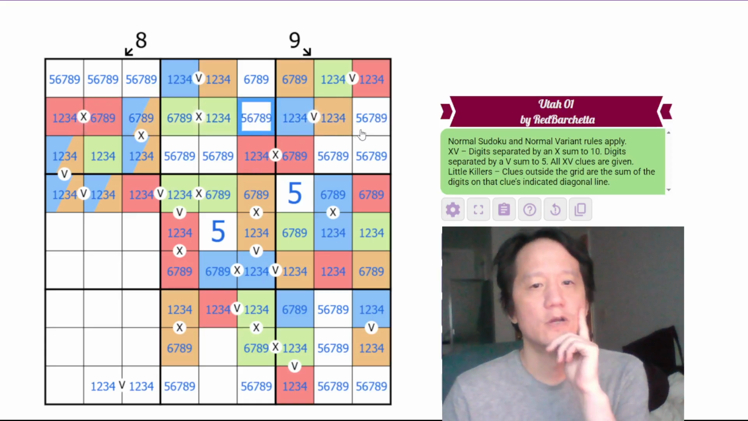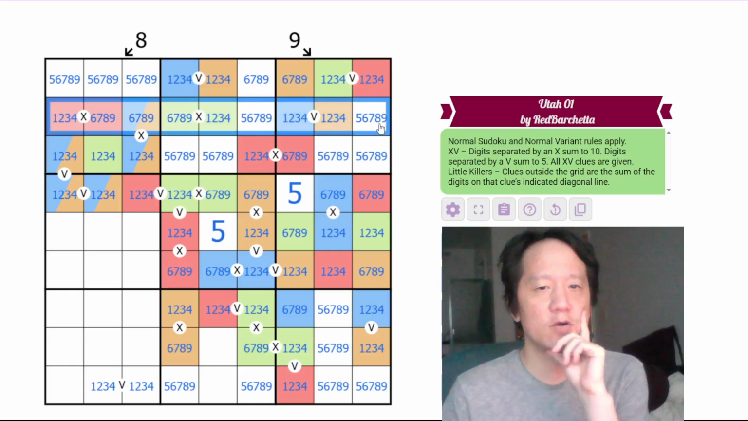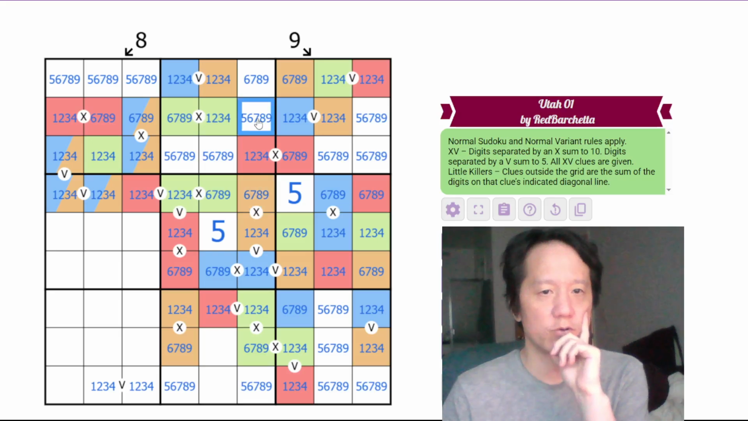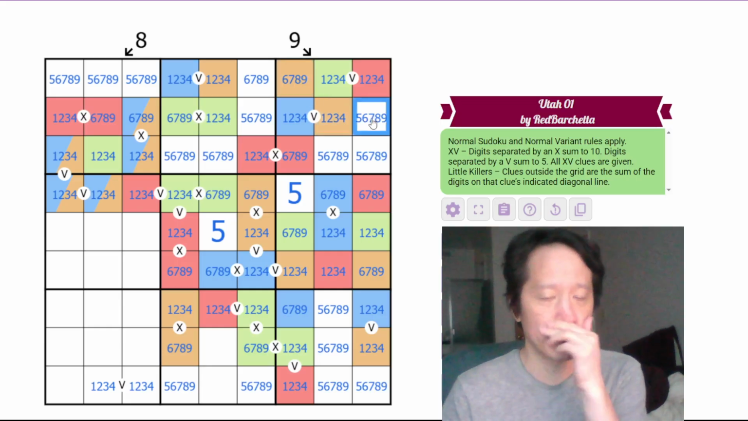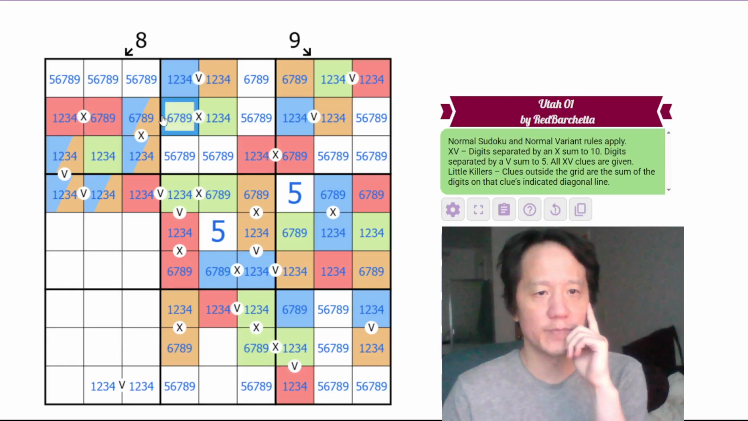Okay. Where is the high orange in row 2? Can't be here because of the high orange already in the column. Can't be here because then there would be an X. Well, we already have a high orange in that box. So it must be here.